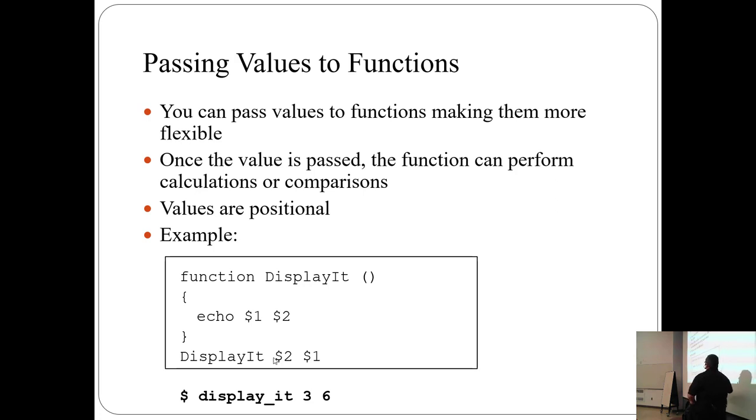So this example is actually a shell script that's called displayIt. Inside of displayIt, there's a function called displayIt. Just, you know, let's not be obvious with what things are called. And inside that shell script, it actually calls this function. But it's actually reversing the arguments. So displayIt 3-6 will echo 6-3.